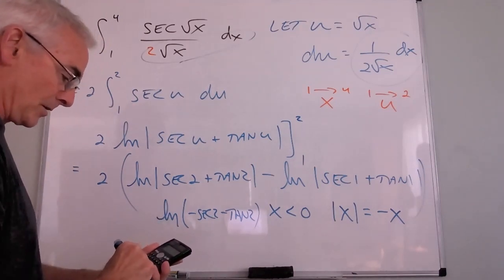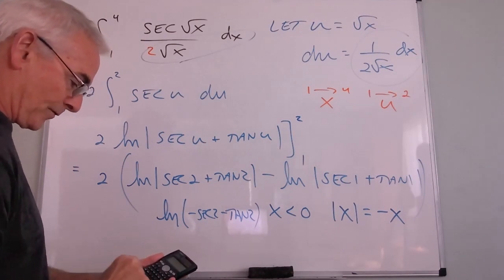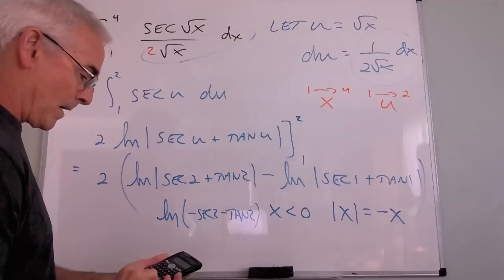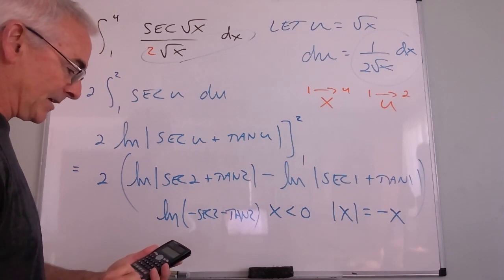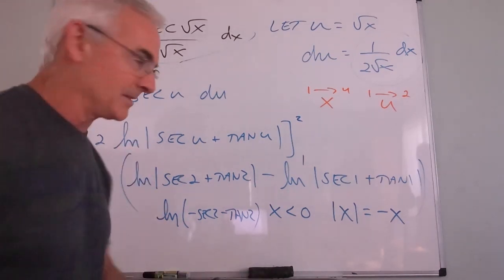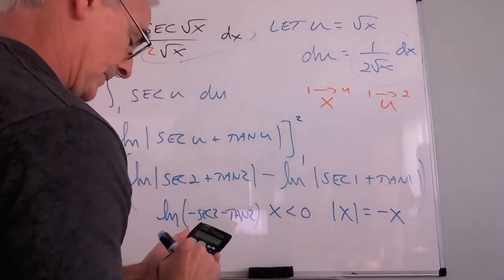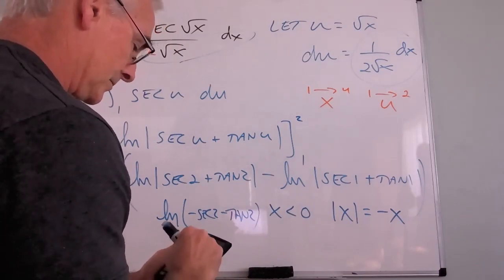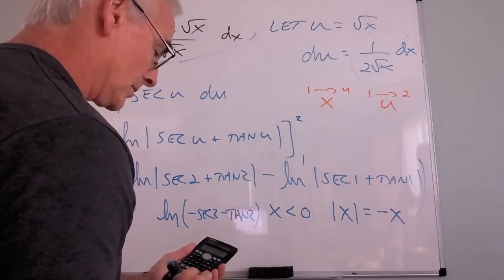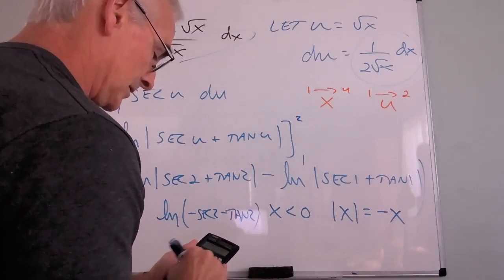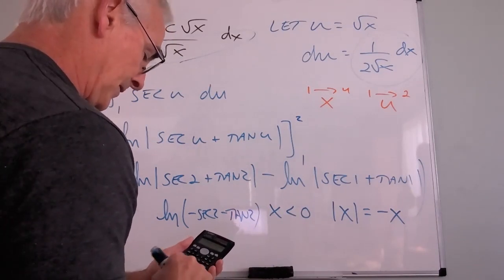So this will be natural log parentheses. Okay, now I'm going to write negative 1 over cos 2 minus tan 2. Now when I do that calculation, my calculator says, oh, it's 1.5 something. Now, subtracting this one, minus log 1, oops, try that again. Minus 1 divided by cosine 1, and plus, and ultimately everything times 2.